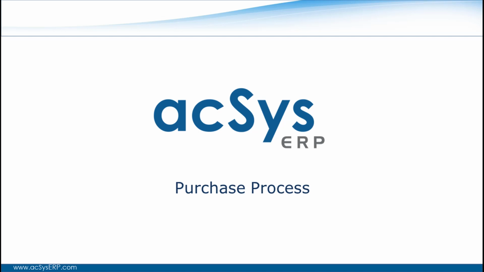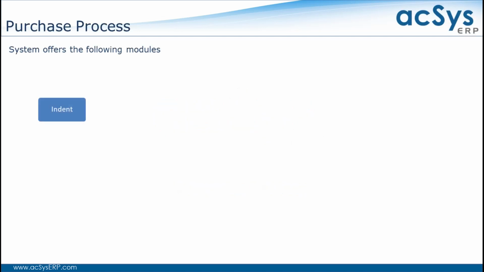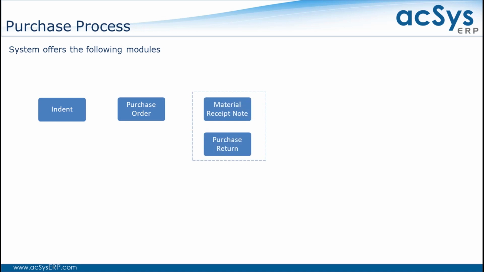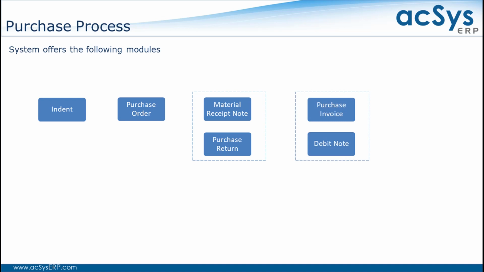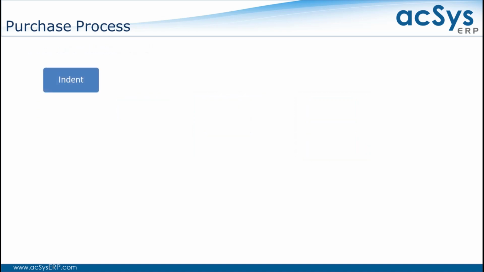Today, I am going to explain the purchase process in acSysERP. The modules in purchase process are indent, purchase order, then material receipt voucher, purchase return, purchase invoice, debit note, and payment voucher. This slide shows the purchase flow, where the system allows conversion from one document to another.